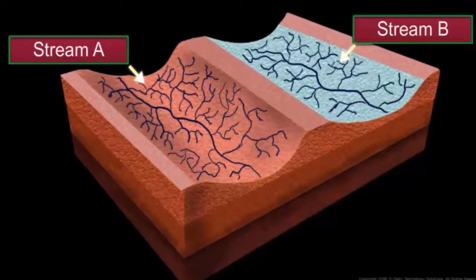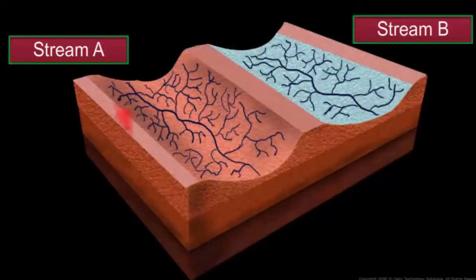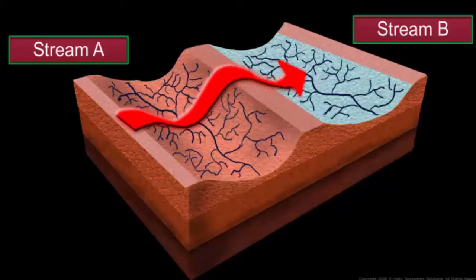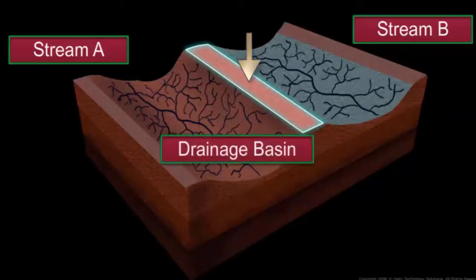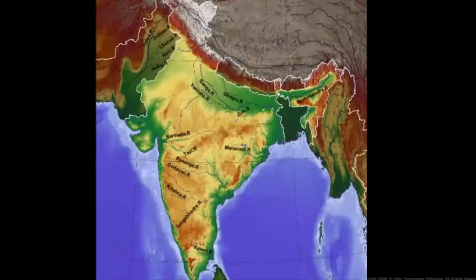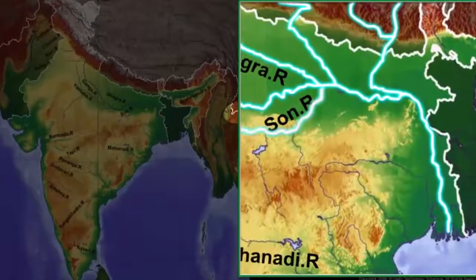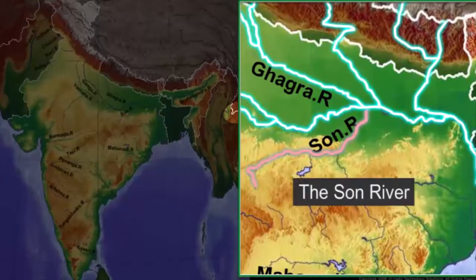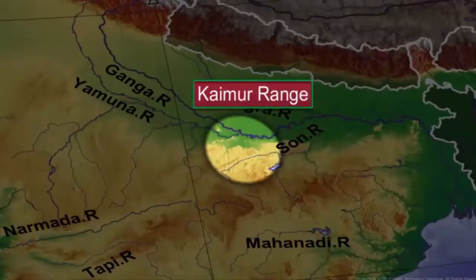Along the path of a river, the landscape is not always even. You will see upland or mountain ranges separating two drainage basins. This upland area is known as a water divide or the drainage divide. For example, if you trace the Ganga upwards, you will come across a tributary of the river, the Son River. The elevated area that you see in between is the Kaimur range, and hence this area can be called a water divide.